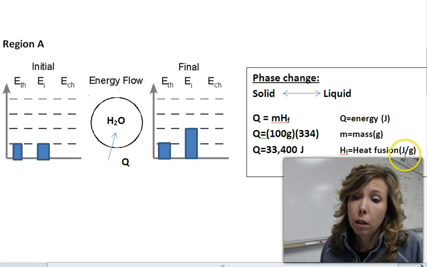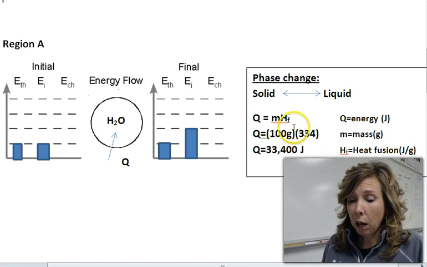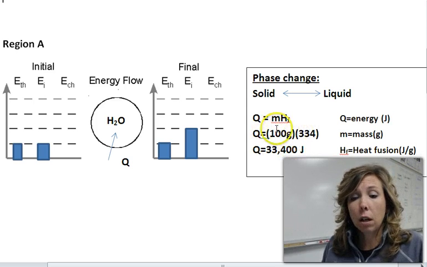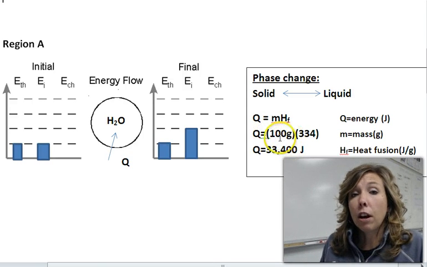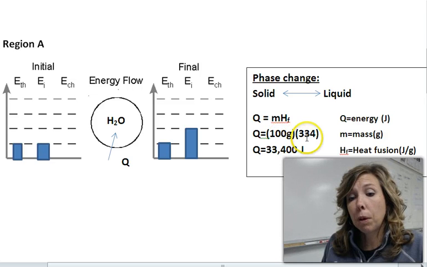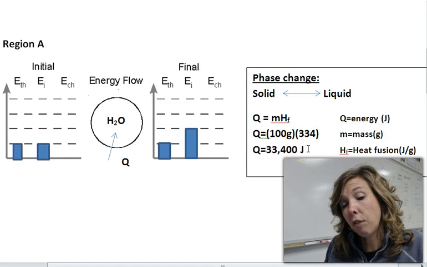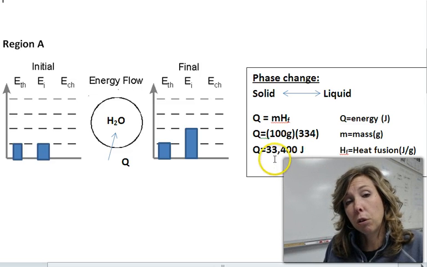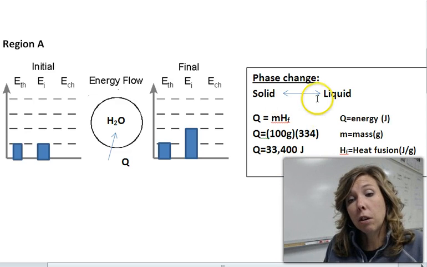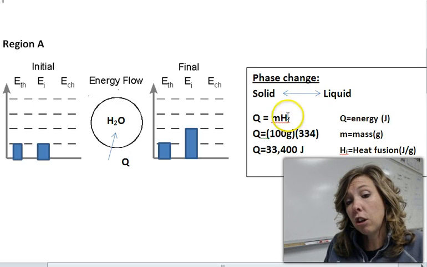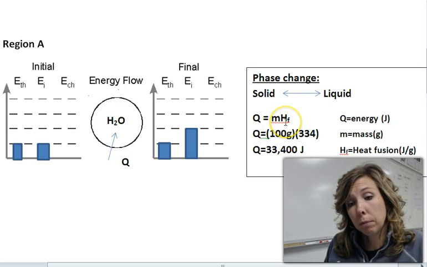So if we know how many grams we have, and I'm just going to assume, let's say we had 100 grams of ice, we need to multiply that by this heat of fusion factor, and that means our total energy needed from the hot plate to melt all of 100 grams of ice would be 33,400 joules. So again, a solid liquid, liquid solid phase change, mass times heat of fusion. And again, your units then are joules.